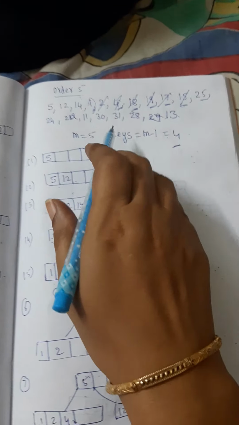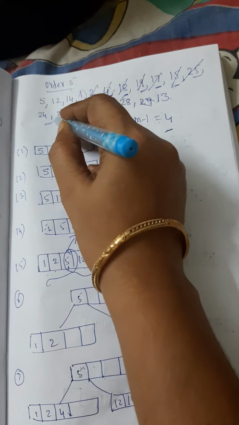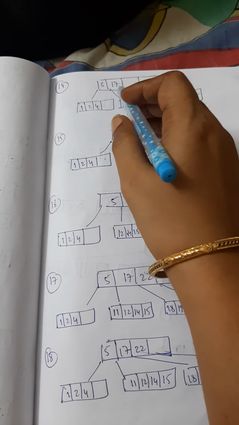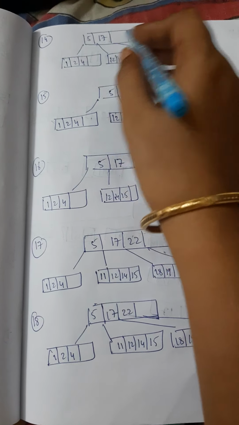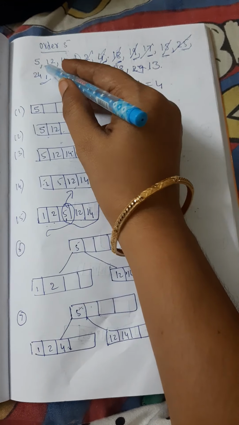Now after 25 we have done, next is 24. Again it is greater than 17, so it should come to the right. So 18, 19, 24, 25. So after this, 24 we have done.